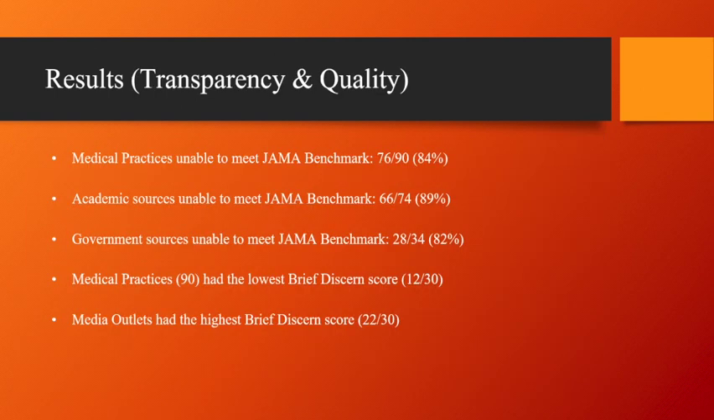So our results, we concluded medical practices were unable to meet the JAMA benchmark. Academic sources were unable to meet the JAMA benchmark in majority, and government sources in majority were unable to meet the JAMA benchmark. Medical practices also had the lowest brief discern scores, whereas media outlets had the highest, but there really wasn't that many media outlets, but they still scored the highest here.